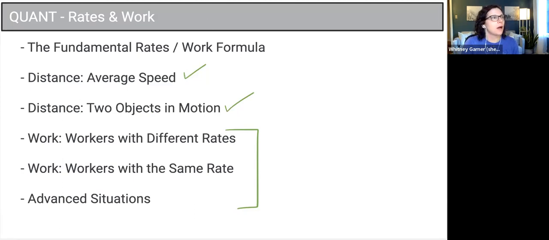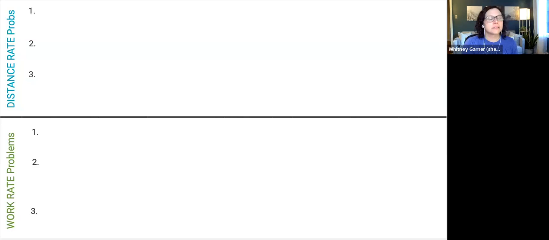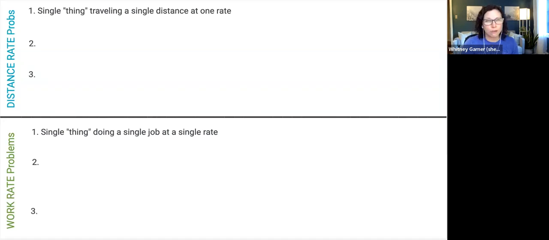Let's get started. Just as a cheat sheet that we're starting to build, we built the first half of this last time, but I'd like to have it up for you anyway. So we really have three major question types in the distance area and three major question types in the work scenario. In both of our situations, we have a simple or fundamental relationship. That would be our single thing working or our single thing traveling. So it's like one vehicle or one person traveling one distance. They leave their home, they go to work.